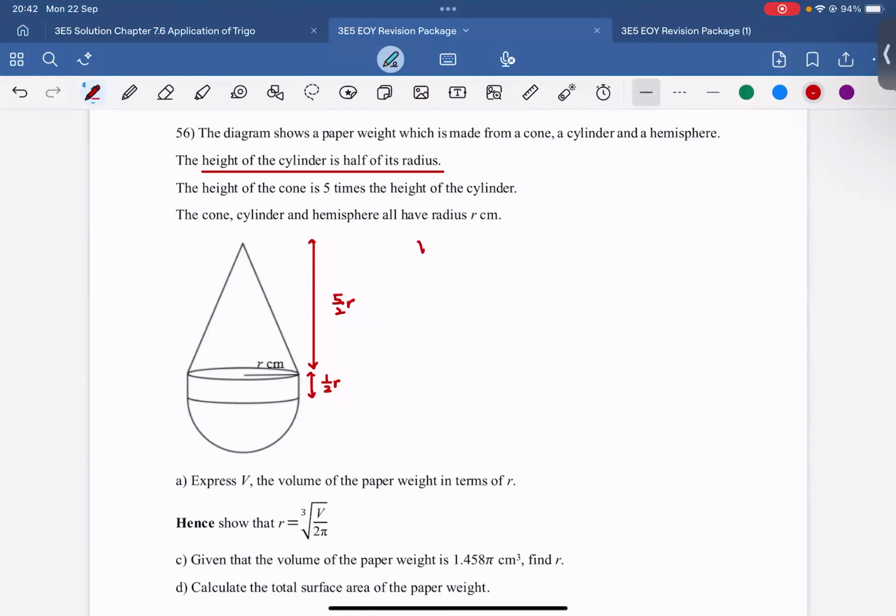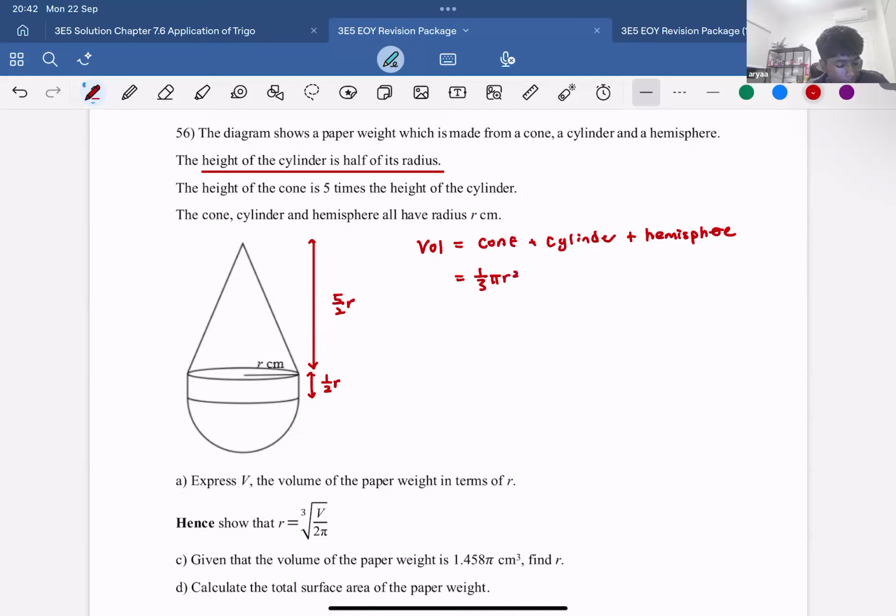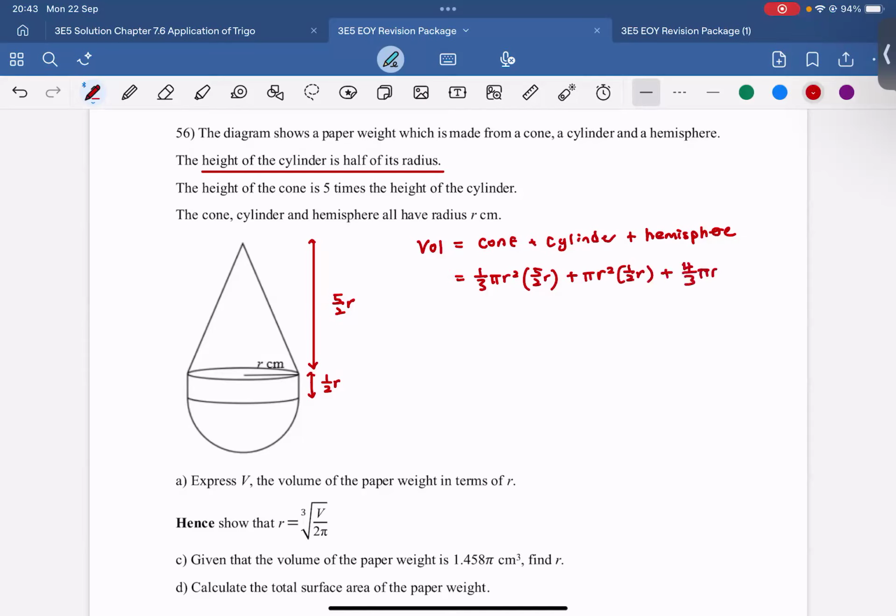So the volume of the paperweight is made out of the cone plus the cylinder plus the hemisphere. So what is the volume of the cone? One third base area times height. Base area is pi r square, times height, which is 5 over 2r. The volume of the cylinder is base area, pi r square, times height. The volume of the hemisphere is 4 over 3 pi r cube, but we need to times a half.